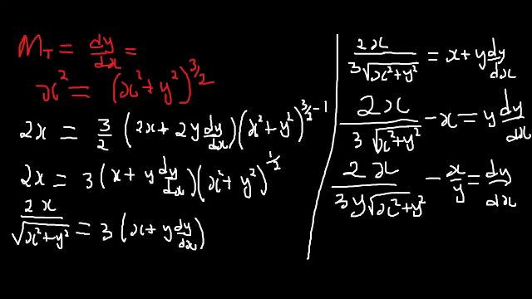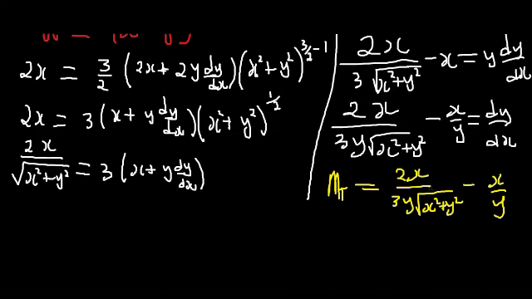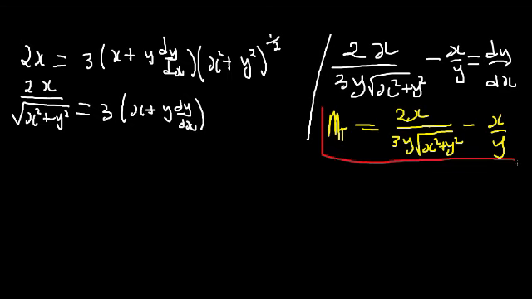So in effect, this simply means that our mt will be 2x all over 3y the square root of x squared plus y squared, minus x on y. So now that is our formula. We just have to input our values.